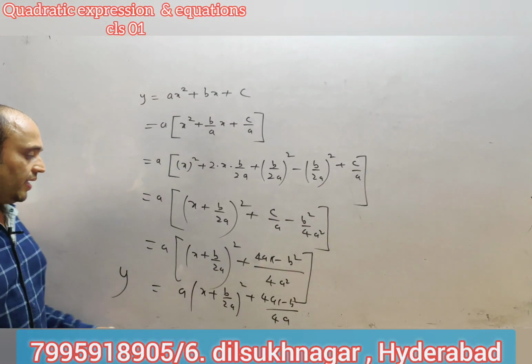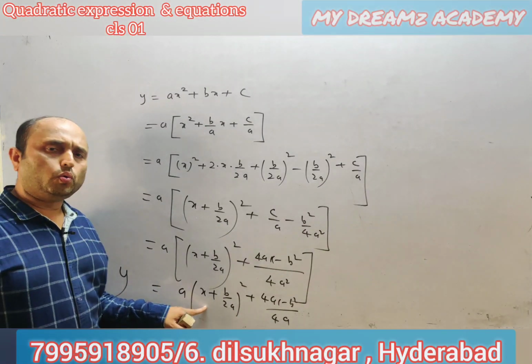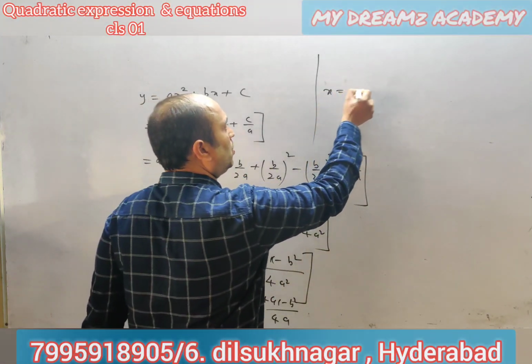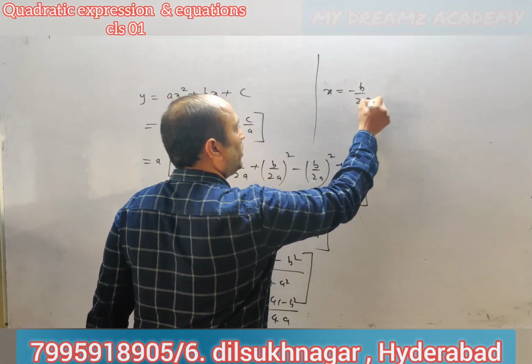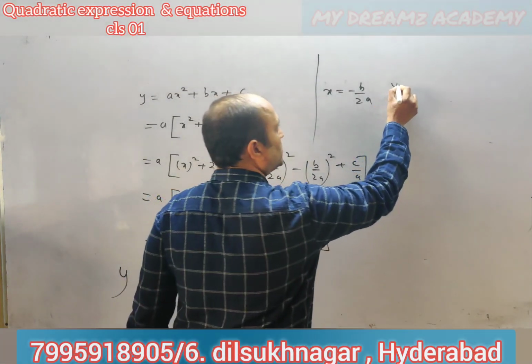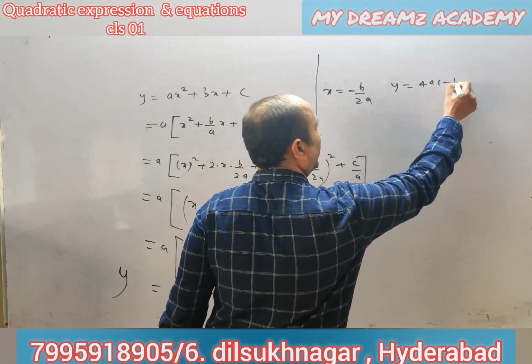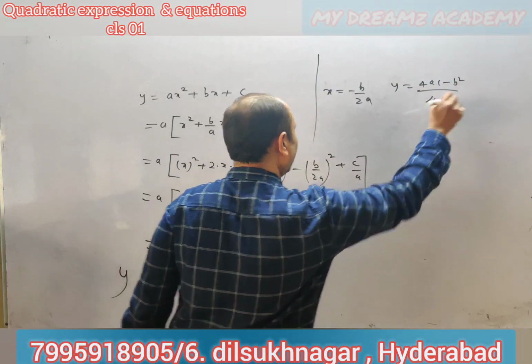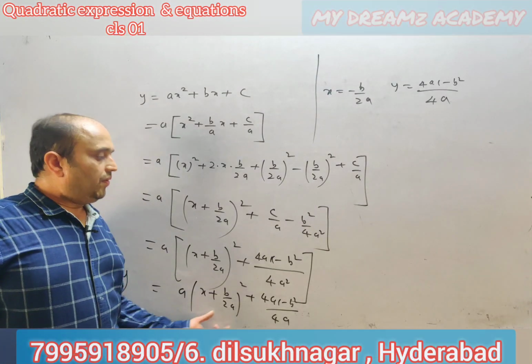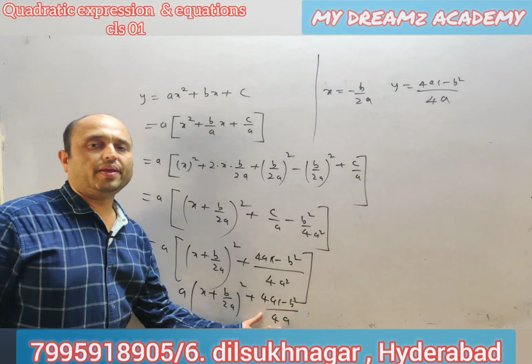Now when x is equal to minus b by 2a, what is the value of y? The y is equal to 4ac minus b square by 4a. So at x equal to minus b by 2a, we get the y value 4ac minus b square by 4a.